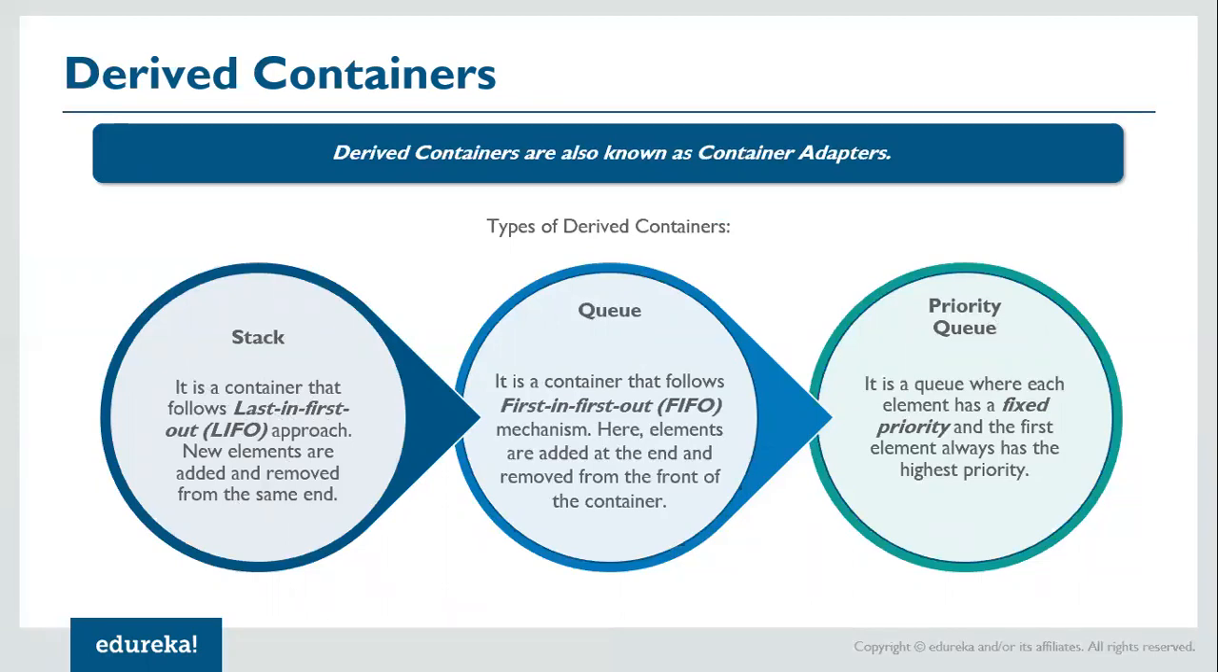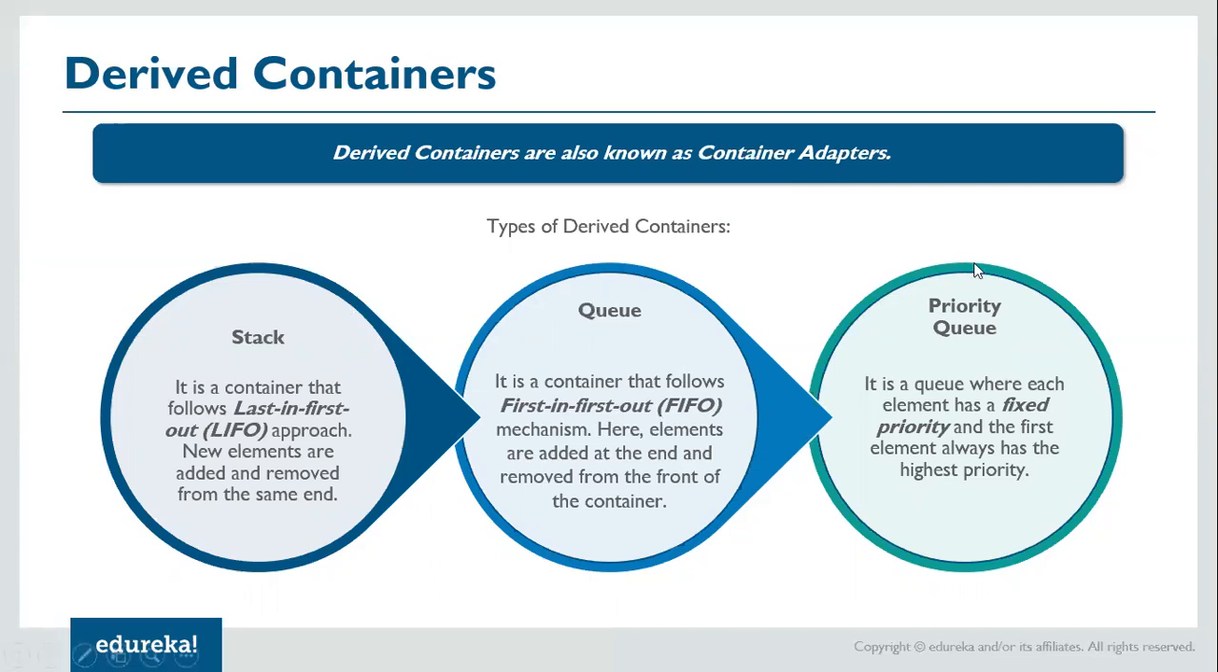Then we have queue. What is a queue? It's a container that follows the first in first out mechanism. Here elements are added at one end and removed at the front of the container. So in the case of queue, you add an element at one end and from the other end it gets removed. That is a queue, and it follows the first in first out principle.